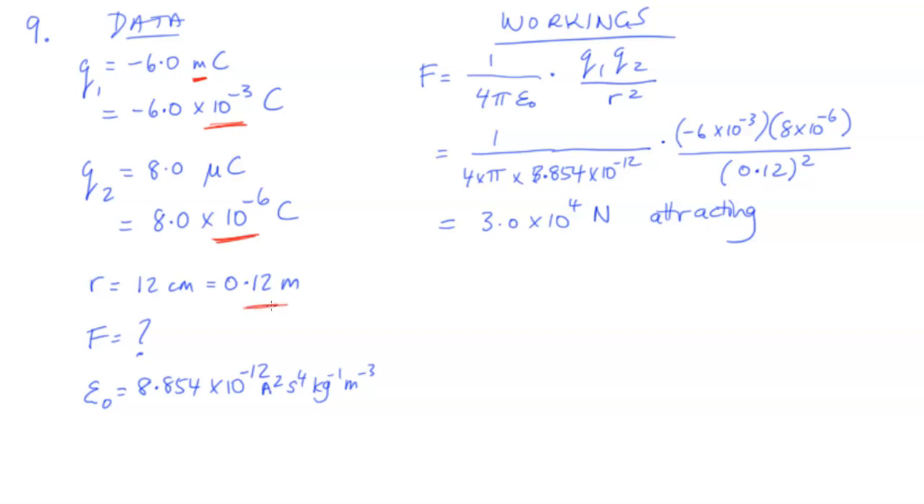Okay, again, make sure you convert the distance between them, and over here that you've squared that distance in the calculation. So the final answer should be 3 times 10 to the 4 newtons, and it's attracting because we've got a negative charge and a positive charge, and they attract each other.